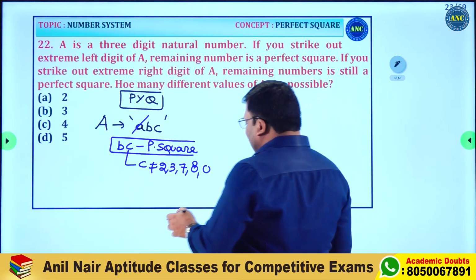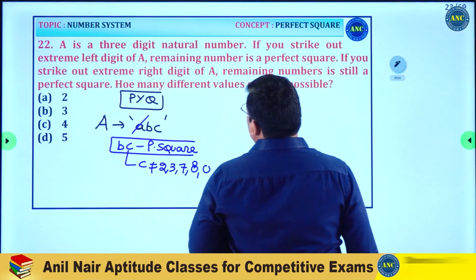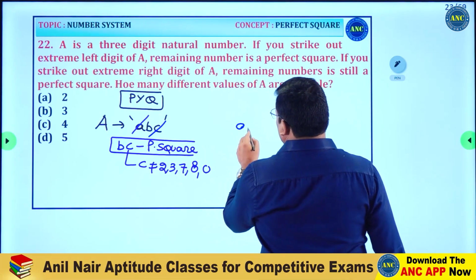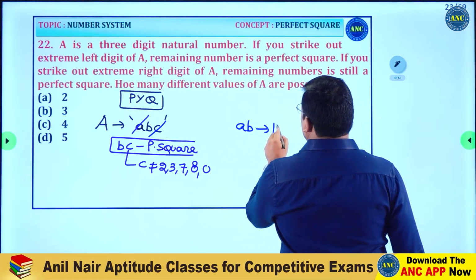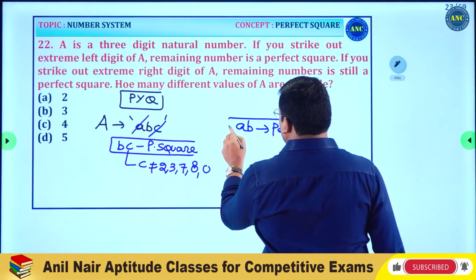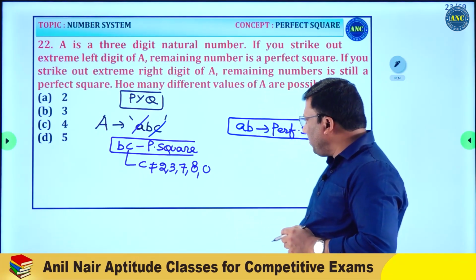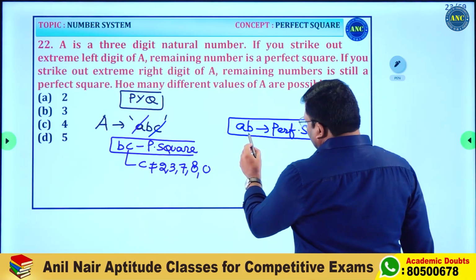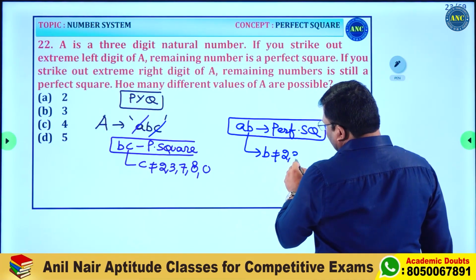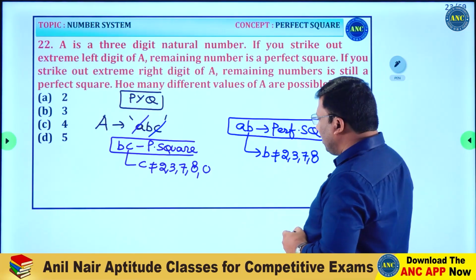Because there is another condition. What is the other condition? If you strike out the rightmost digit, two conditions are there: AB should be a perfect square, and BC should be a perfect square. B cannot be 2, 3, 7 or 8, because a perfect square can never end with 2, 3, 7 or 8.